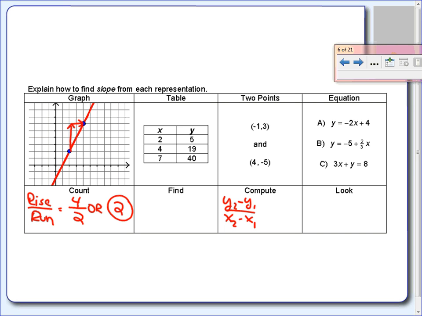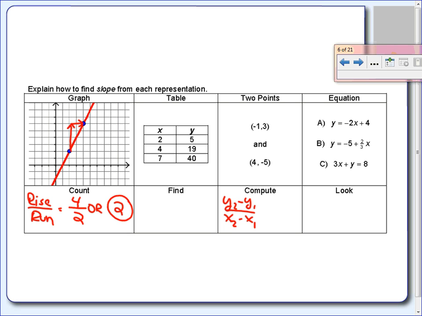Does that look familiar to anybody? Yeah. So we're going to use that when we have 2 points. Is that y1 minus y2? y2 minus y1 divided by x2 minus x1. And we will be using that here in a second, but we're going to use it when we have 2 points. Over here I have a table.